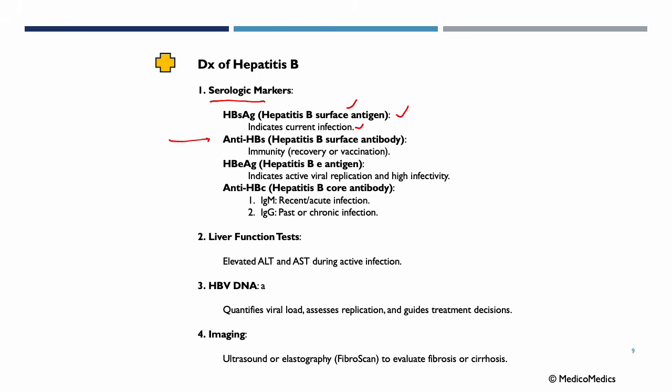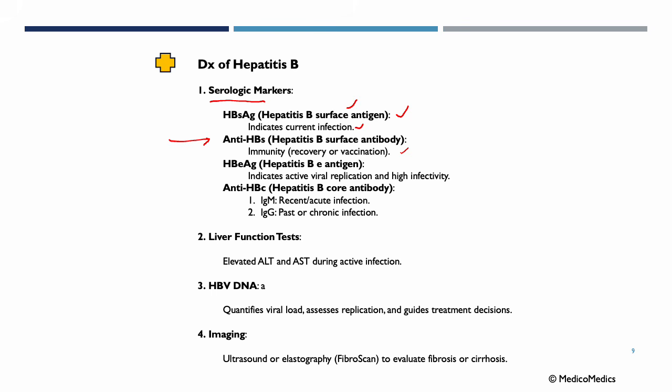Then we have the hepatitis B surface antibody. This one indicates immunity to hepatitis type B, either due to recovery from a previous natural infection or from a successful vaccination. And it is typically detected in the blood after the clearance of the hepatitis B surface antigen or following immunization with the hepatitis B vaccine.